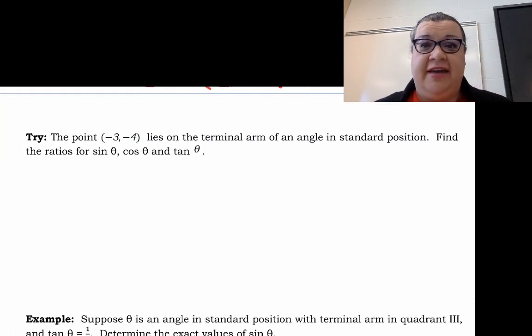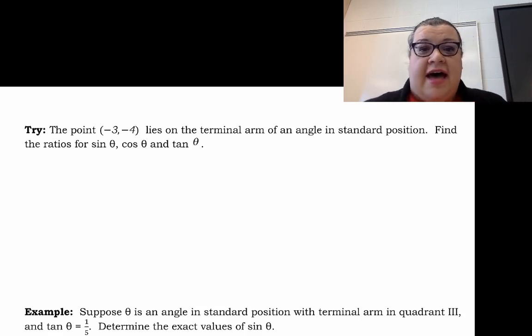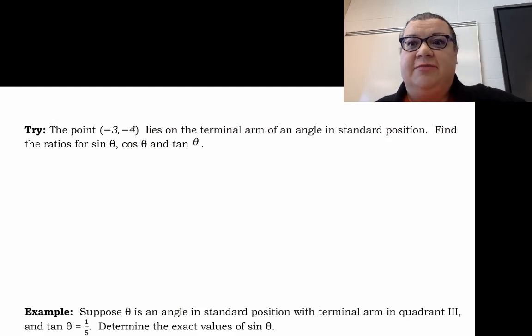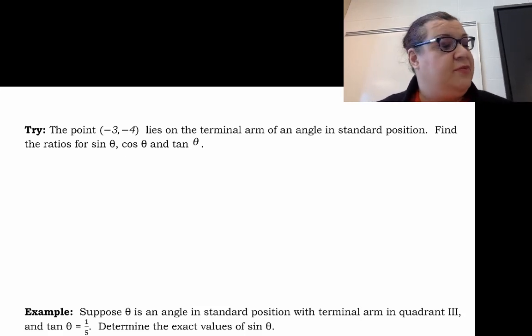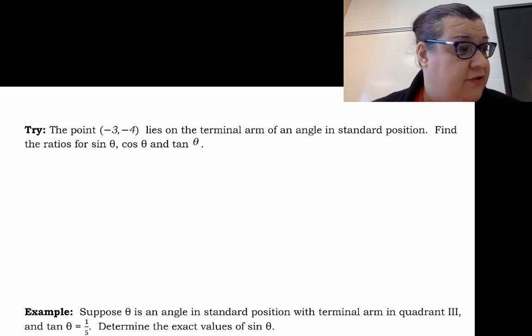So normally I would get you guys to try this. So try with point negative 3 and negative 4 lying on the terminal arm of your angle and find cosine, sine, and tan theta. Now again, you can sketch this out, and for those of you that are visual learners, I strongly recommend it, but I also know that some of you just prefer the algebra, just prefer getting right to it. So first you're going to have to find r, of course.